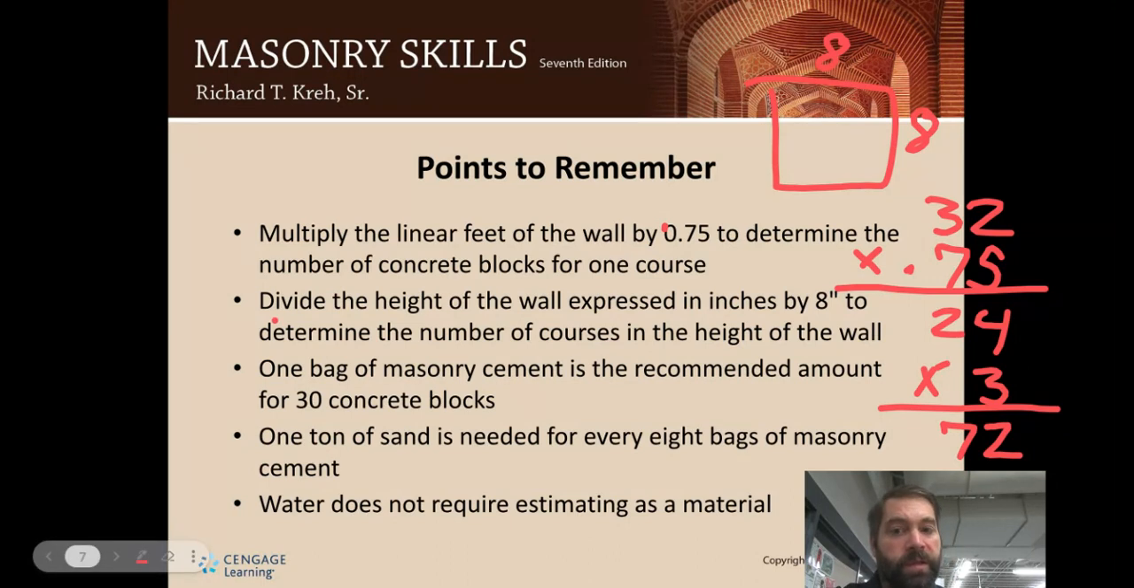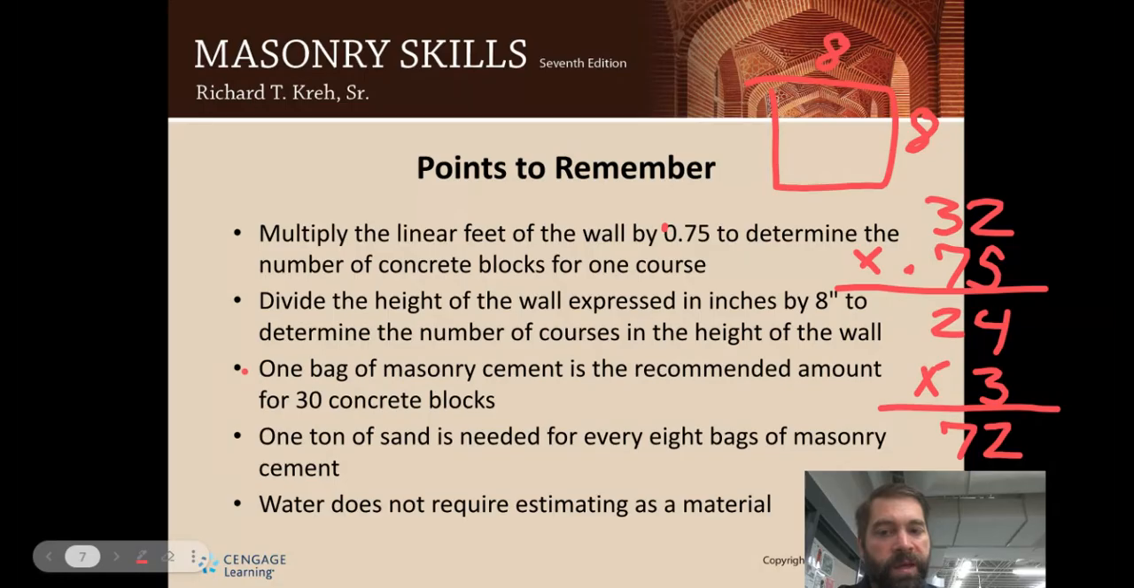So to figure out how many you need for the height, you can divide the height of the wall expressed in inches by 8 to determine the number of courses in the height of the wall. So we're only going up 3 courses. Is it going to be about 2 foot? Already determined that, so you don't need to figure that out.